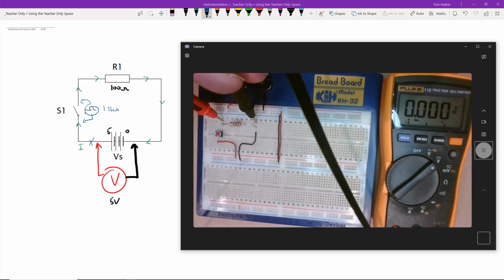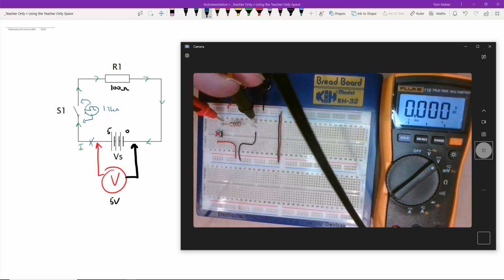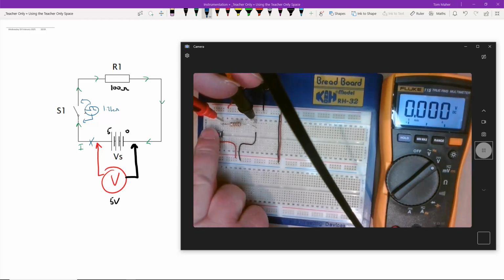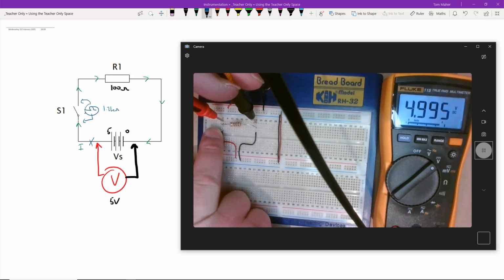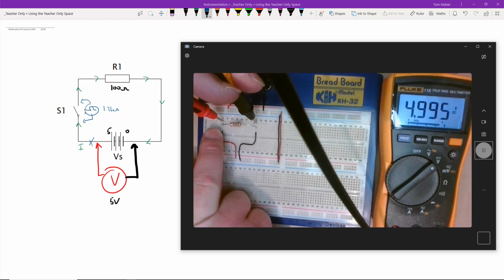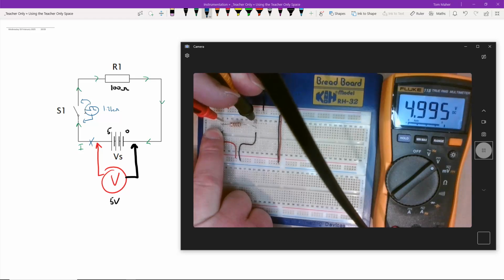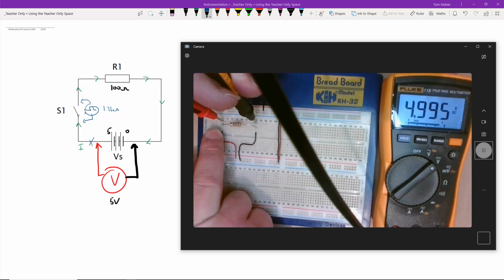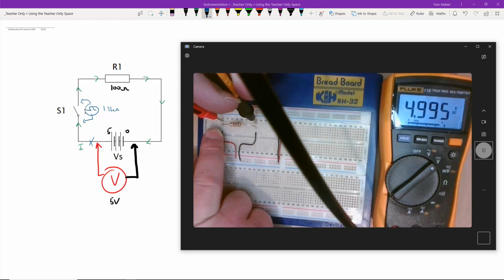So there's my meter across the resistor, as you can see. 0 volts until I press the switch, which will close it. And there we get our 5 volts developed across the resistor now. Okay. Ever such a small drop in the voltage there, so we've gone from 5.002 to 4.995, so we've dropped, what's that, 7 millivolts.